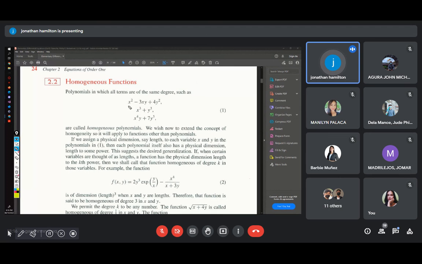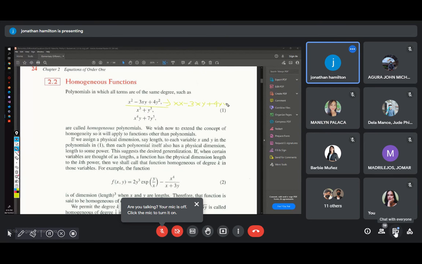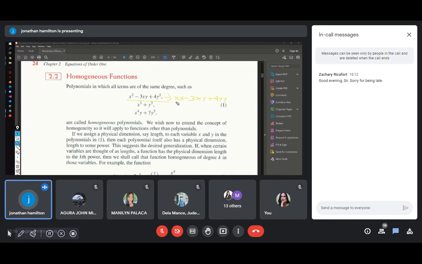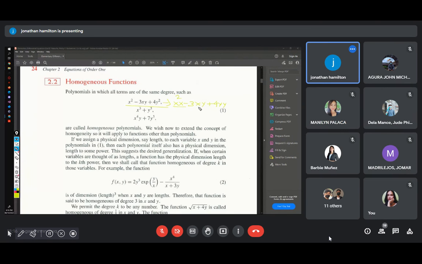So what we mean by this is, let's say for example, we have x squared minus 3xy plus 4y squared. So how can we break this down? We could say this is x times x minus 3xy plus 4y times y. So we can say they are the same degree. For our first polynomial, we have two x's. So we could say this is a degree 2. Kaning 3xy, we could say this is also a degree 2.